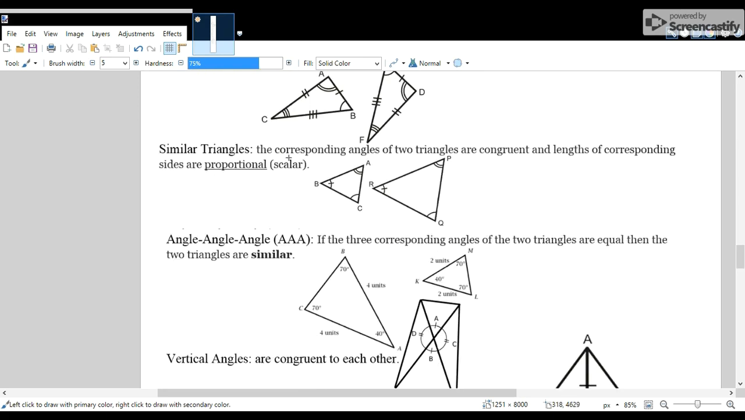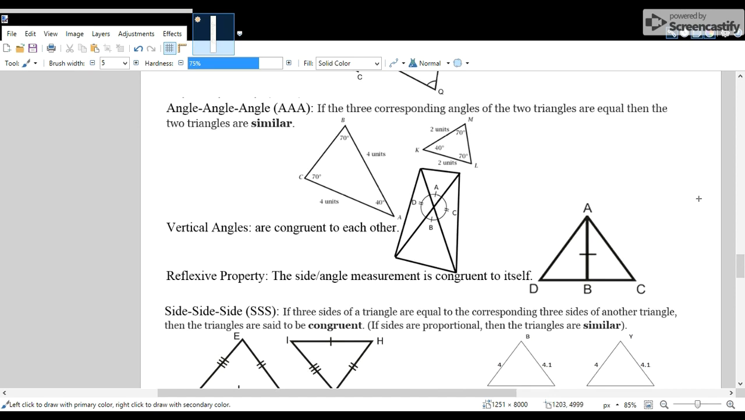Similar triangles, the corresponding angles of two triangles are congruent, and the lengths of the corresponding sides are proportional. They're scalar. So for similar triangles, they have equal angles, but they do not necessarily have equal side lengths, although the side lengths are proportional to each other. Like if you multiply this side length by 2 to get this side length, you also have to multiply this side length by 2 to get this side length.